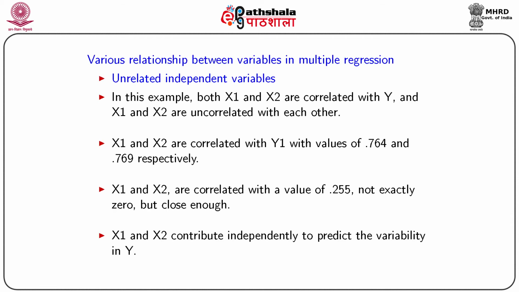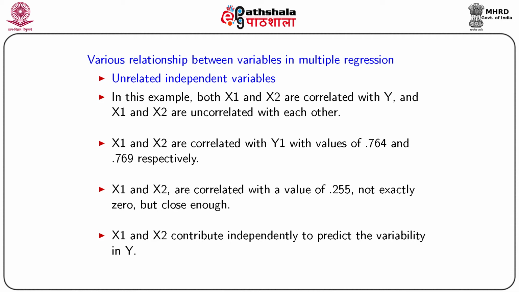So let us look at the variables which are unrelated. The unrelated independent variables in this example are x1 and x2, which are both correlated with y. However, x1 and x2 are uncorrelated with each other. In the example, we can see that x1 and x2 are correlated with y1 with values 0.764 and 0.769, which can be considered very high positive values of the correlation coefficient.